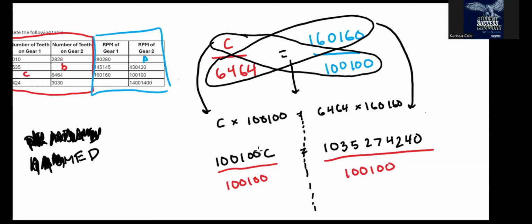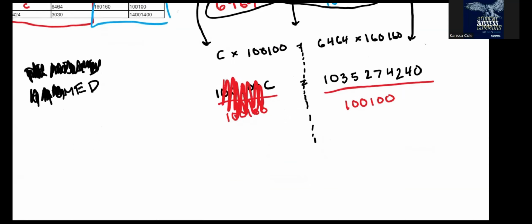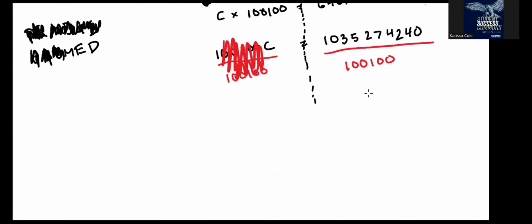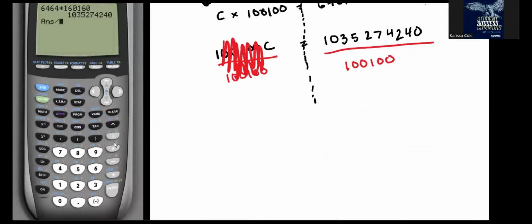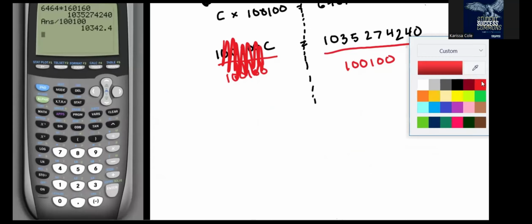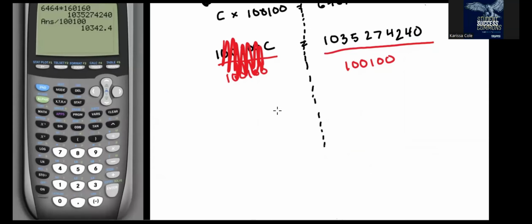Now, over here, where the letter is, the whole point is just to cancel it out. You don't even have to do the math where the letter is. You only have to do the math on one side. And for us, it's over here. So calculator back. Divide that by 100,100. Okay. So on the left, we got just a plain old C. On the right, when we did the division, we ended up with 10,342.4. So that's our preliminary answer.